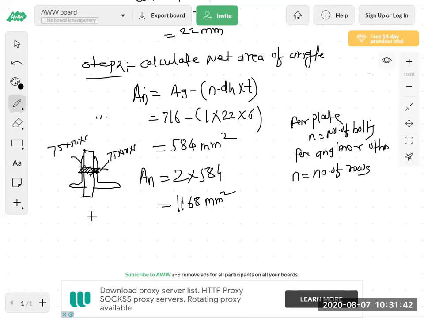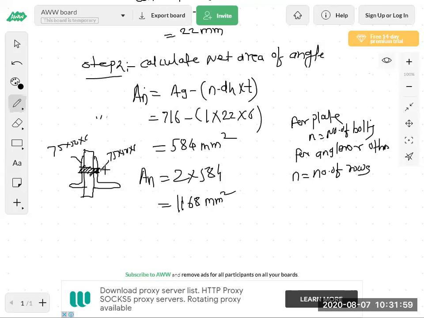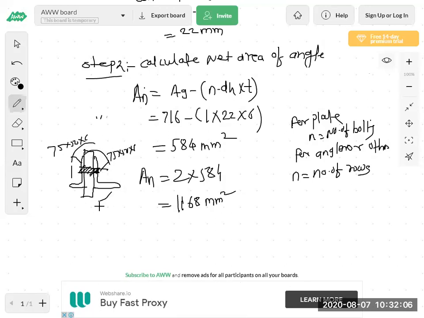Because in the problem statement, what they have given to us is two angles connected to this gusset plate on either side. This is the middle gusset plate, and two angles 75 by 50 by 6 are provided on either side of this gusset plate. So we have to calculate the net area of the whole section. Are you getting, everyone? The net area of these two angles.